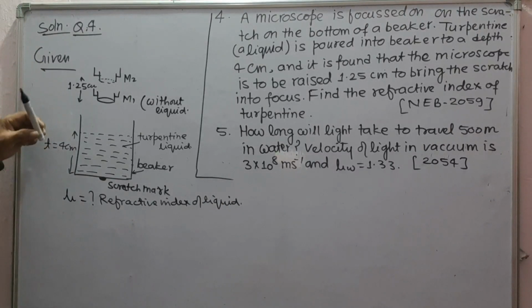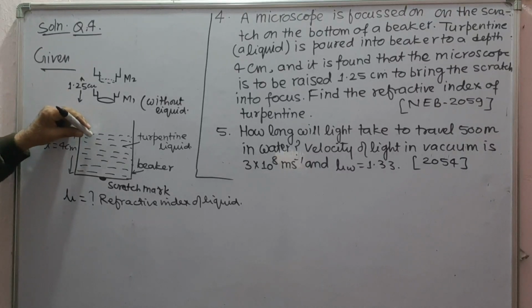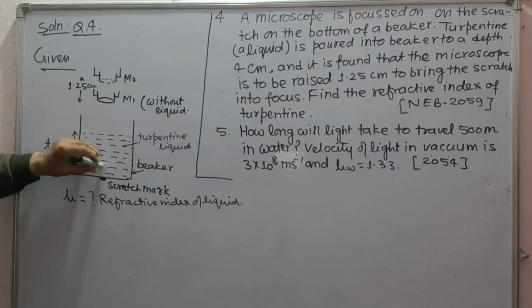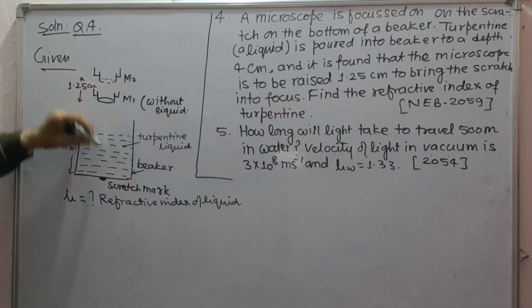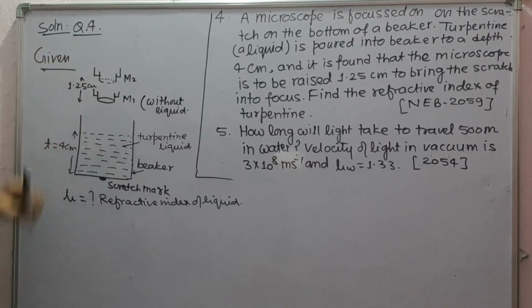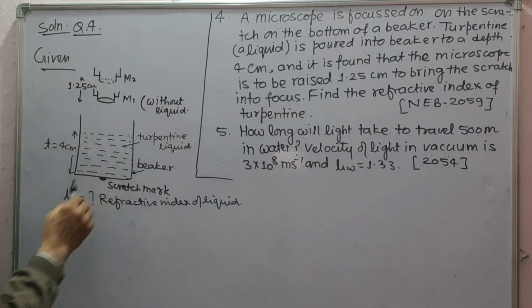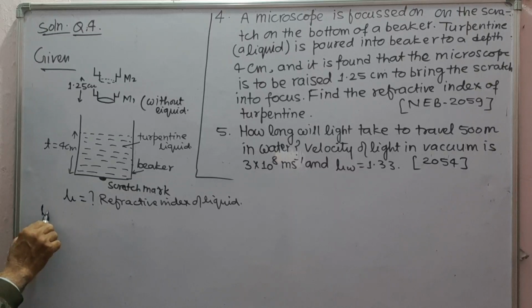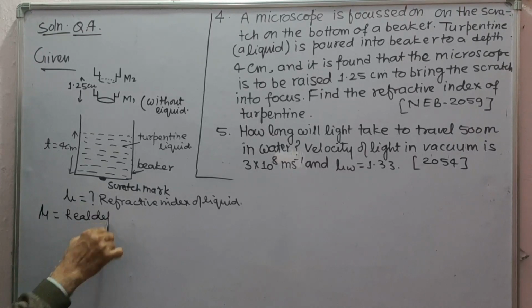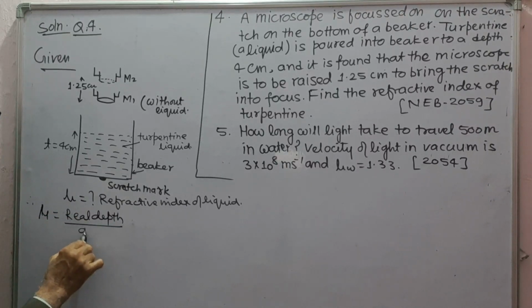Now, when liquid is filled in the beaker, this object will be slightly raised to this point, and to focus on this point, the microscope has to be raised through the same distance. Therefore, mu will be equal to real depth upon apparent depth.